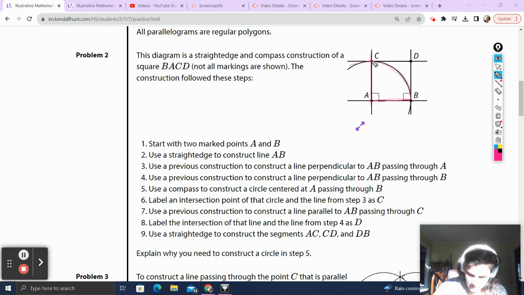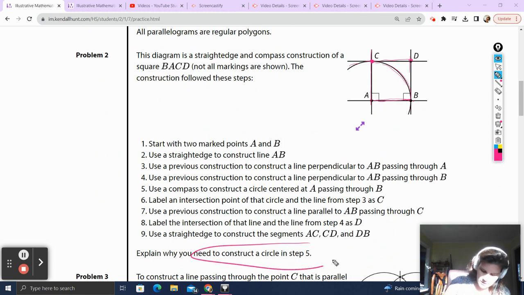We labeled the intersection from step 3 as C. We used a previous construction to get a line parallel to AB passing through C. We labeled the intersection of that line and the line from step 4 as D. Step 4, we created this perpendicular dude over here. And then use a straight edge to construct AC, CD, DB, and AB.